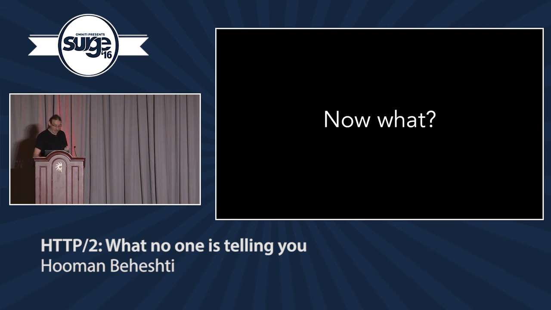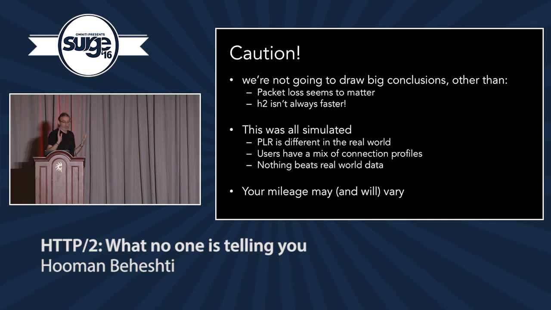Now what? First, a word of caution. I'm not going to stand up here, like I've been saying, and draw these magnificent giant conclusions, other than the fact that packet loss seems to affect performance, and H2 isn't always as fast as we had sort of hoped it would be. I think that's as far as I'm willing to go. And I was really tempted to go further and dig into those 1.2 million rows and find out more patterns, but I stopped for a reason.